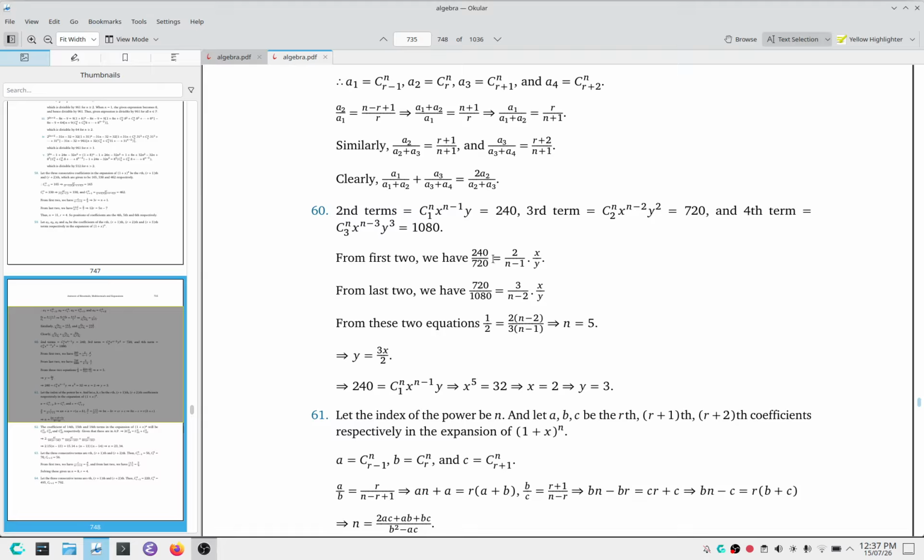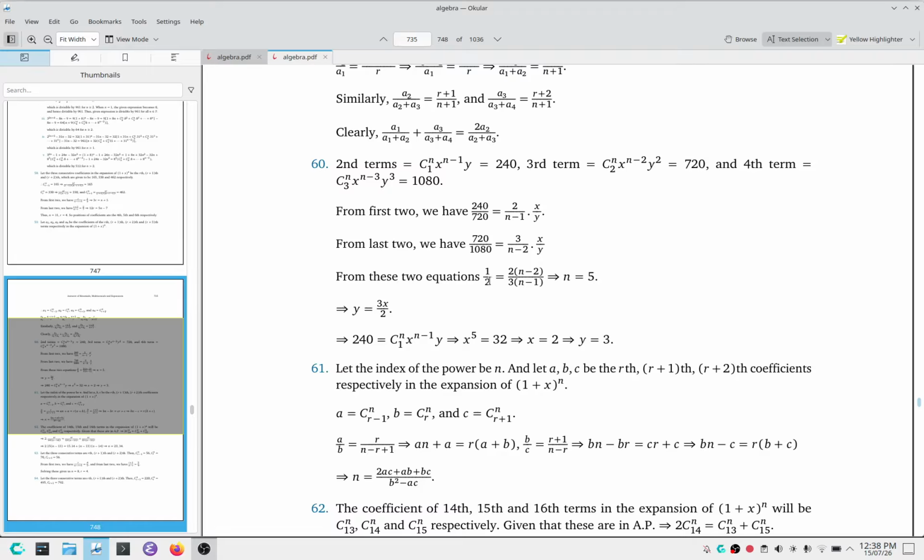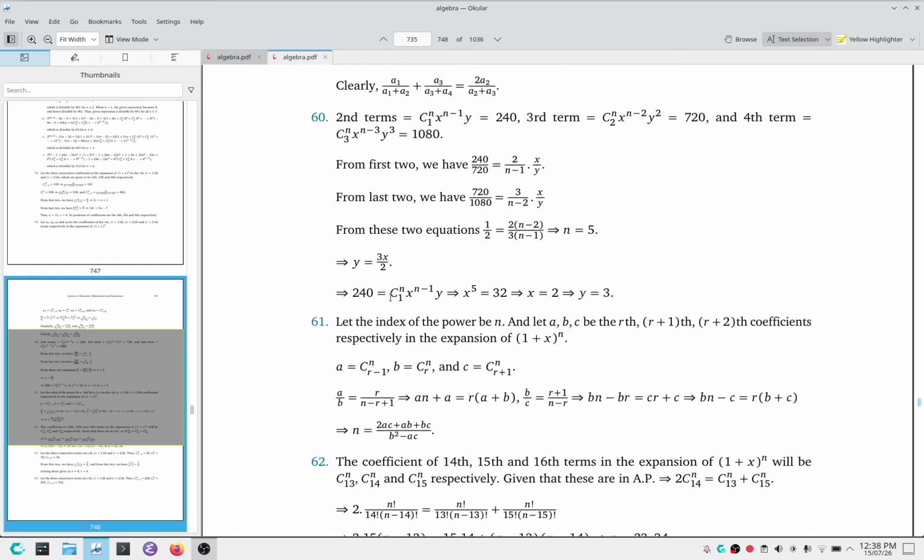From the first two, we have 240/720 = 2/(n-1) times y/x. From the last two, we have 720/1080 = 3/(n-2) times y/x. We solve these two, we get 1/2 = 2(n-2) / (3(n-1)), that is n = 5. So y = 3x/2, and we substitute this in 240 = nC1 x^(n-1) y. We get x^5 = 32, so x = 2 and y = 3. And with this, we come to the end of question number 60.